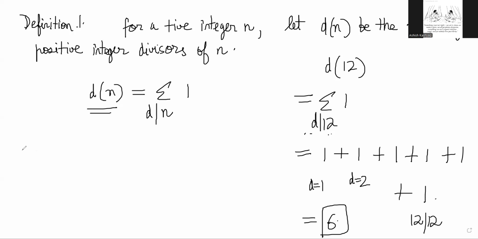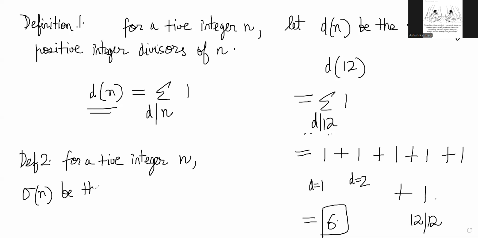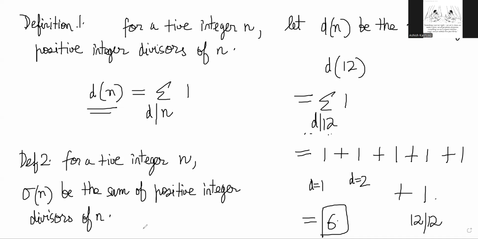Now the second definition, definition 2: for a positive integer n, we will let sigma n be the sum of positive integer divisors of n. So we want to add up all the divisors.